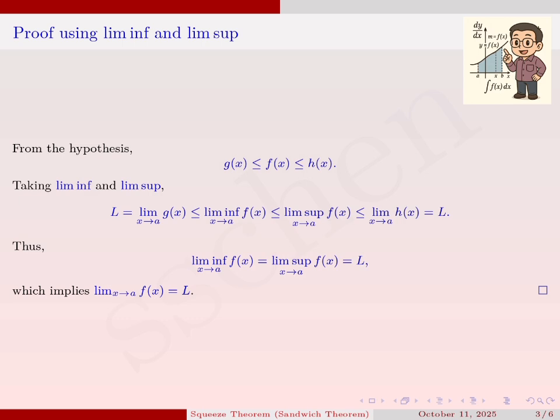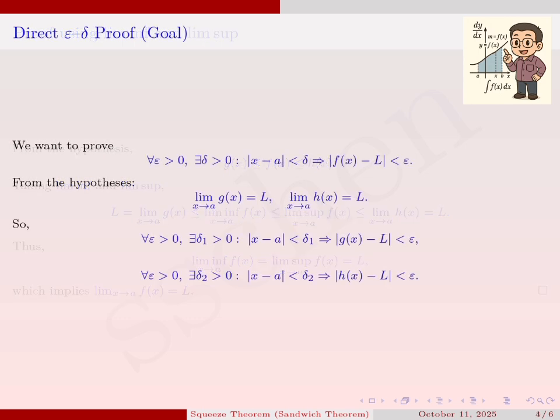Direct epsilon-delta proof. Now let's look at a more formal proof, using the epsilon-delta definition of limit. Our goal is to prove that for every epsilon greater than 0, there exists a delta greater than 0 such that if the absolute value of x minus a is less than delta, then the absolute value of f of x minus L is less than epsilon.